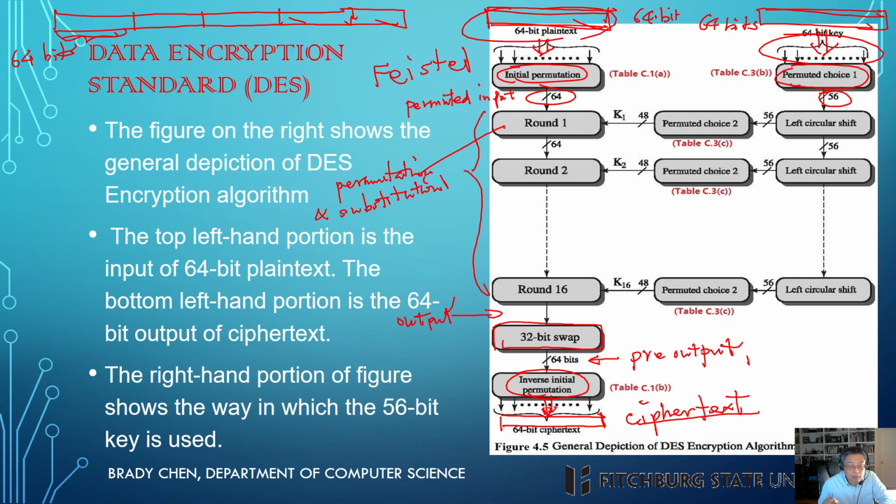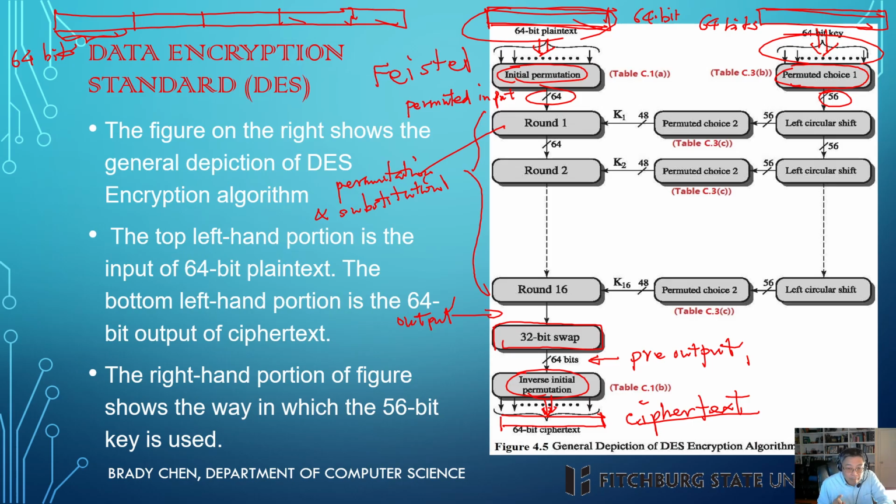The reason we input a 64-bit key is to make it consistent with the plaintext. Because the plaintext uses 64 bits, on the key side we also put in a 64-bit key, but it is immediately reduced to 56.